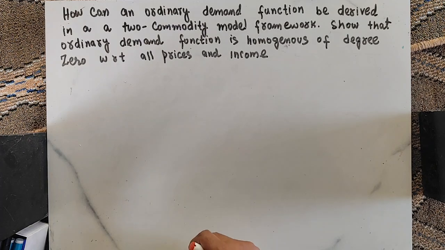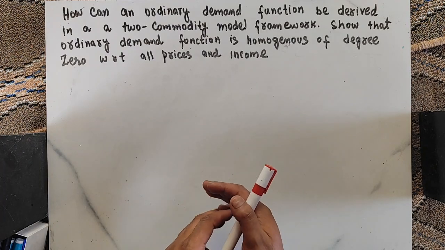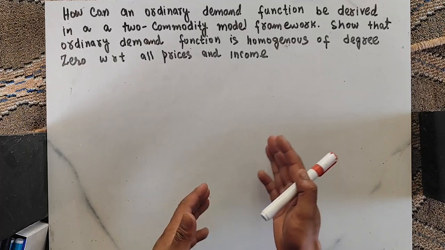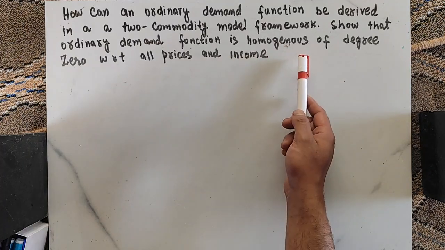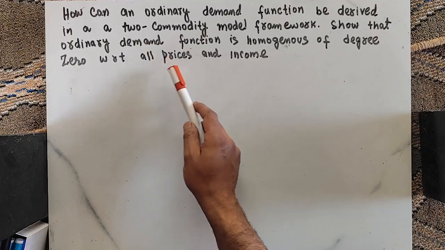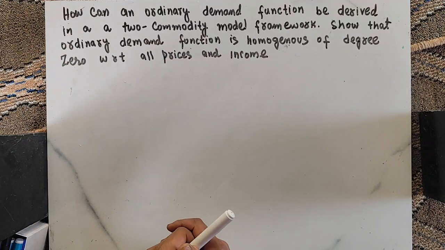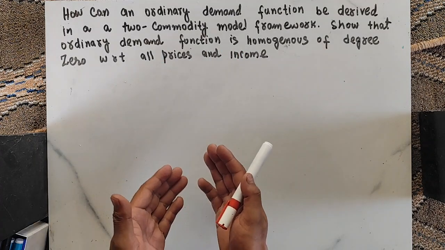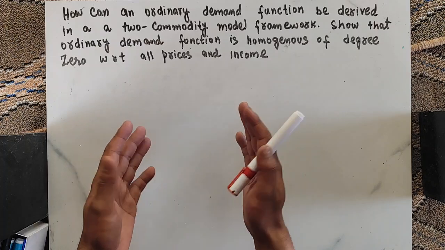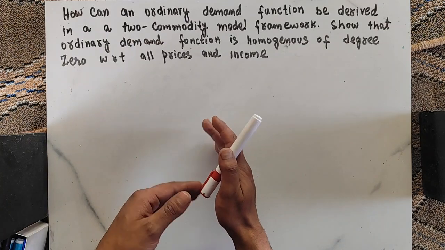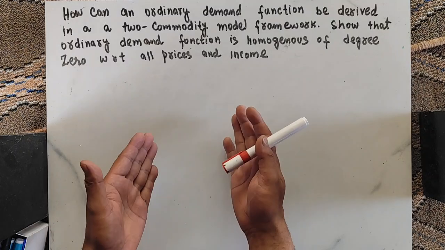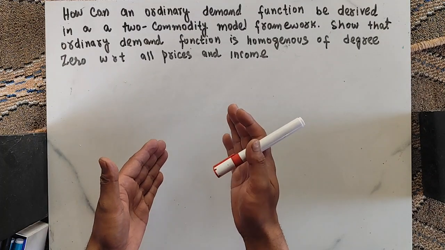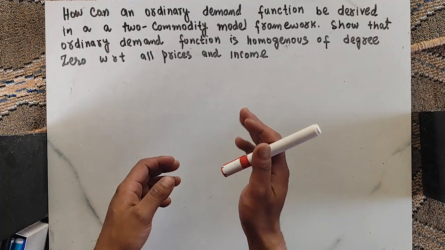In this video, we will learn how to derive an ordinary demand function in a two-commodity model framework, and we have to prove that the ordinary demand function is homogeneous of degree 0 with respect to all prices and income. Okay, so in a two-commodity framework, an ordinary demand function, what we call the Marshallian demand function, can be derived by maximizing the consumer's utility subject to the budget constraint.